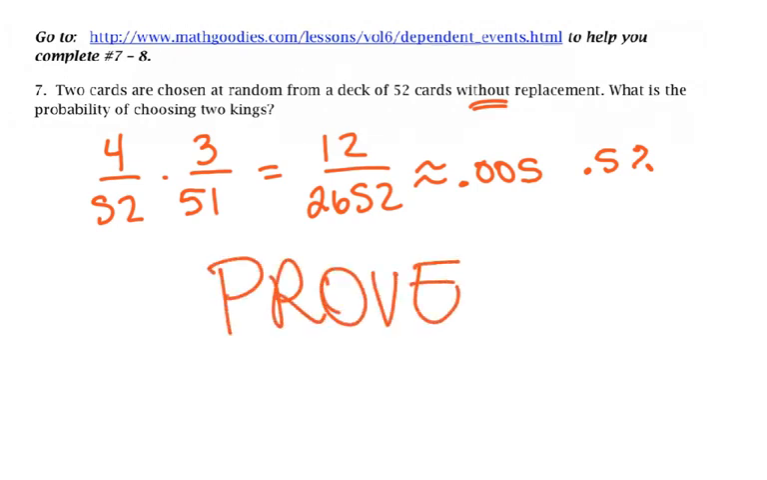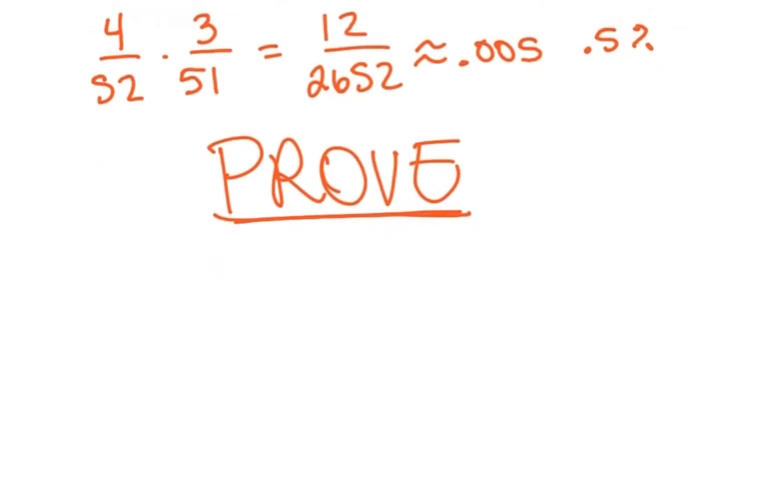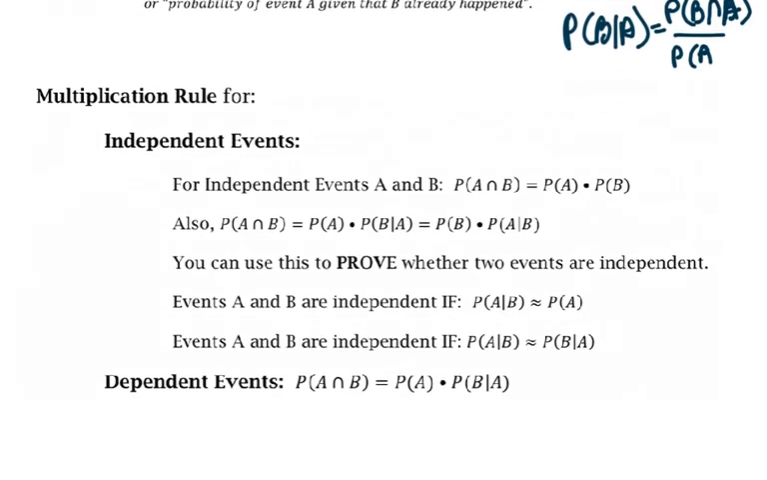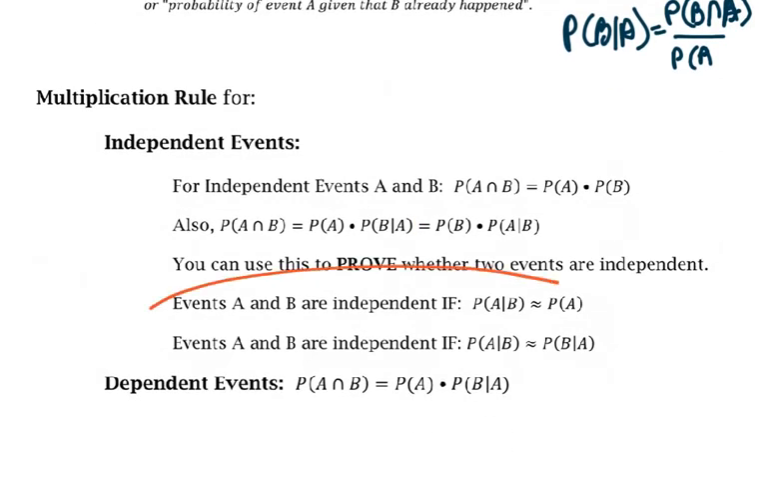Okay, the next thing that I want to talk about here, just because this is a good problem to take the opportunity, is what if I wanted to prove whether or not these 2 events are independent or dependent? You're going to have a couple questions that are going to ask you to do something like that. And so if you remember, in this right here, we can tell whether these events are independent if this is true. So we're going to use that idea.